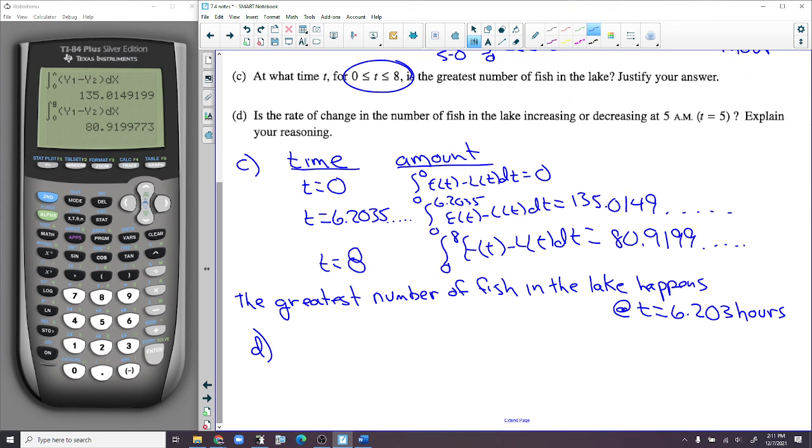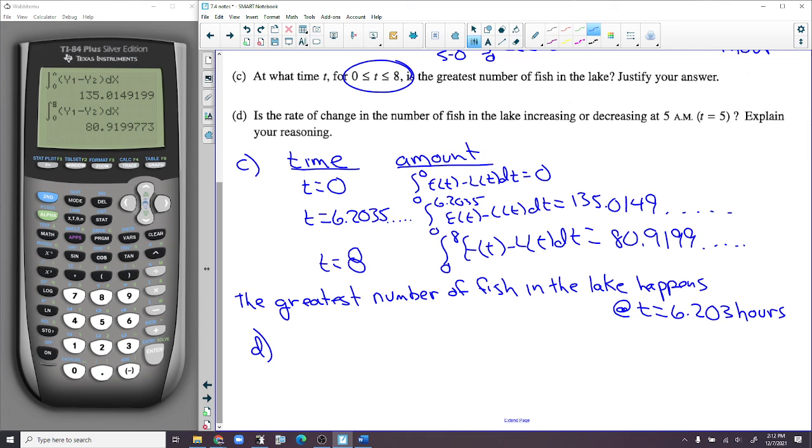D: Is the rate of change in the number of fish in the lake increasing or decreasing at 5 a.m.? Explain your reasoning. Students have not liked this one all day. They debated me a little bit, not too much. I can usually convince you fairly quickly.